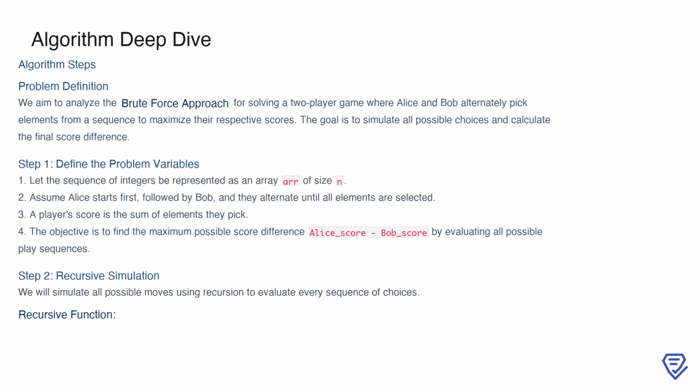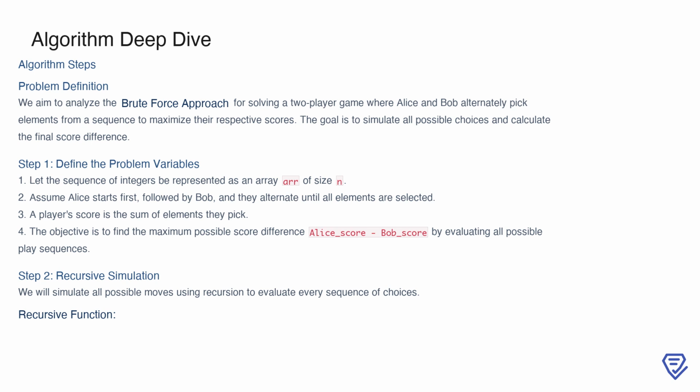To analyze this, we use a brute force approach that simulates all possible sequences of choices. First, we define our problem variables. The array of integers ARR represents the sequence, and the size of this array is denoted as n. Alice and Bob alternate turns, with Alice's score being the sum of the elements she picks and Bob's score being the sum of the elements he picks. The objective is to evaluate every possible sequence of moves to determine the maximum difference, Alice_score - Bob_score. To achieve this, we use a recursive simulation to explore all combinations of choices and calculate the resulting scores.